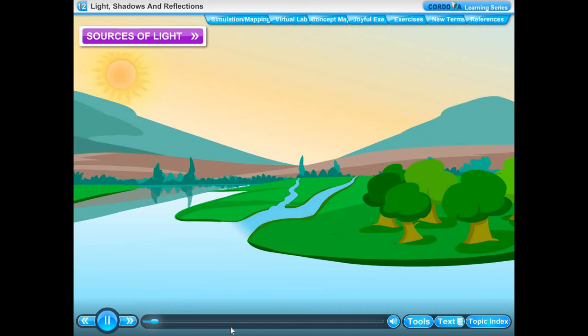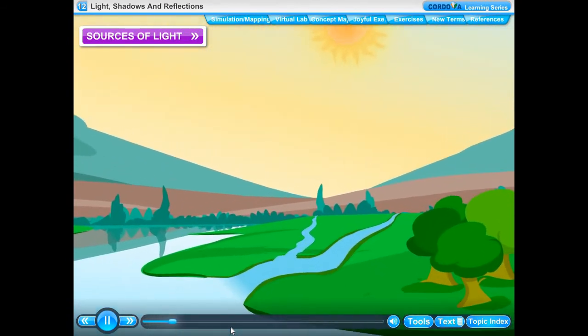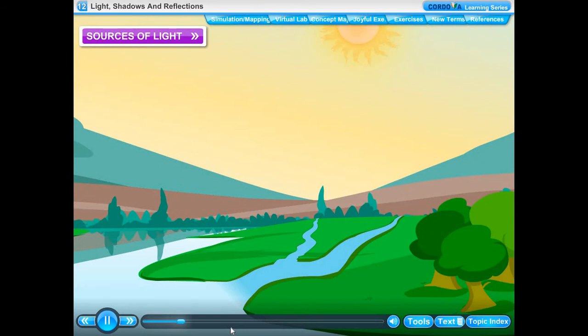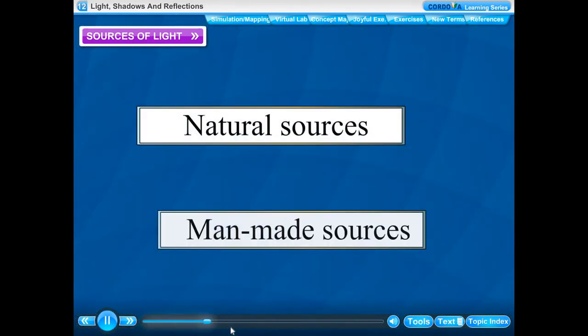Sources of light. An object that gives out light is called a source of light. All the sources of light can be classified into two categories: natural sources and man-made sources.